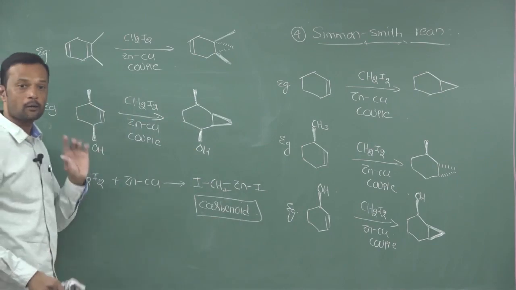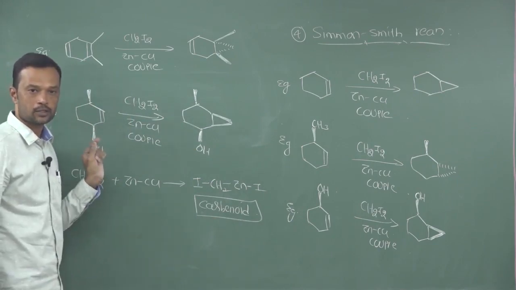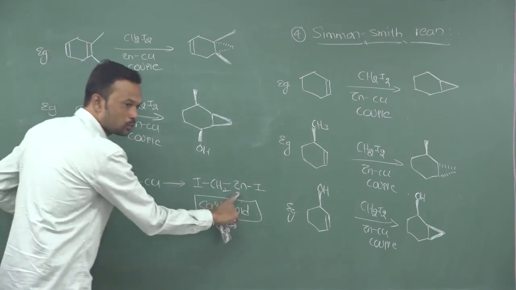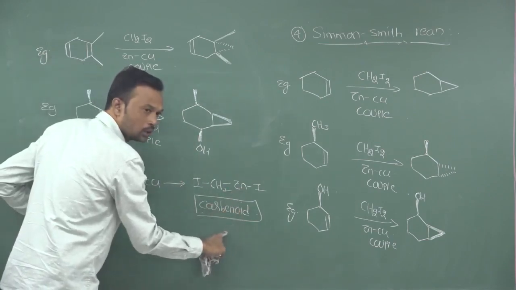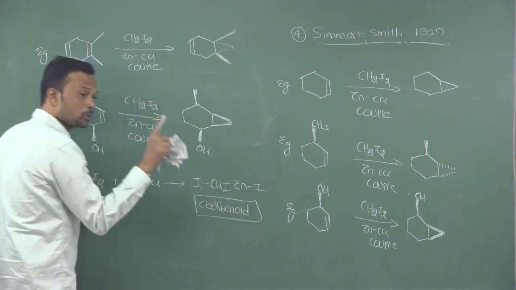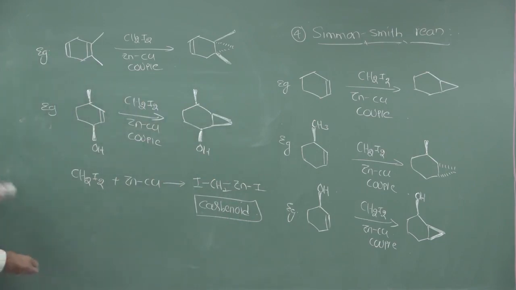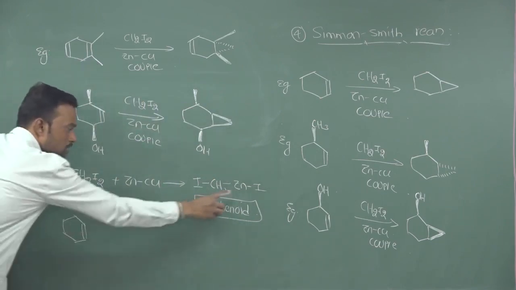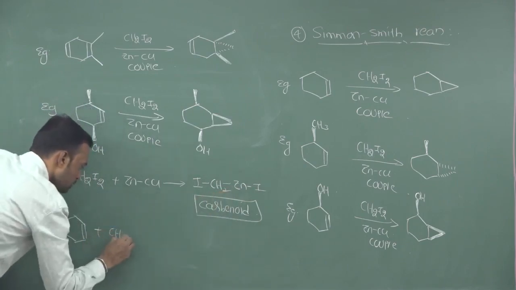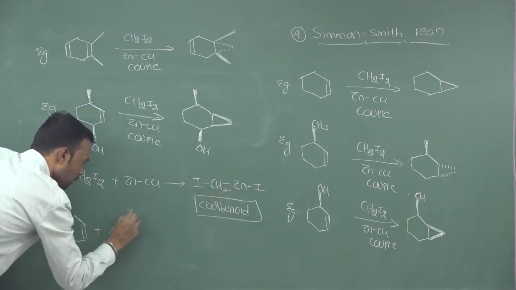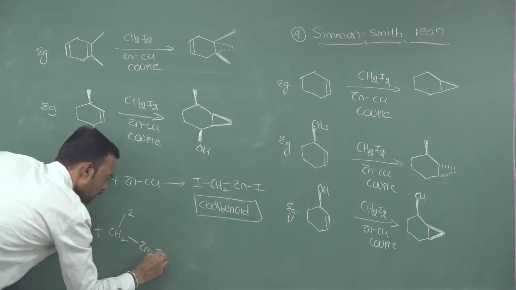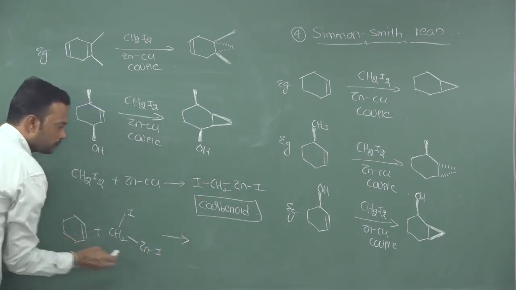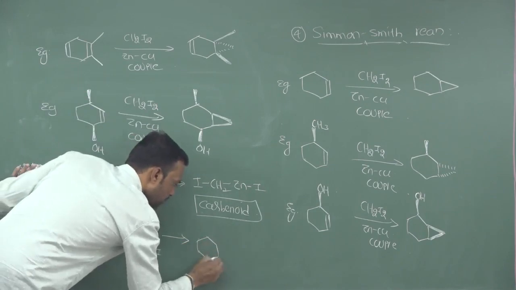So what is the real intermediate involved in the Simmons-Smith reaction? That is the carbenoid. This mixture responsible for giving this intermediate is called a carbenoid. Now this is responsible for giving cyclopropane around an olefin. Suppose this is the olefin, and this mixture is giving this one. When they give this, you can write it like this: this is iodine and ZnI2. Now this is combining with the olefin, so when they combine, you will get this kind of intermediate.